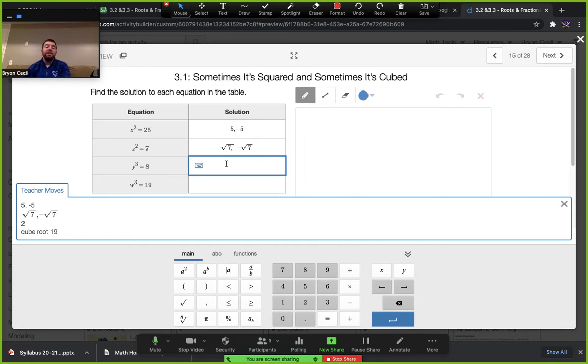Y cubed is 8. Okay, we know, so I look at my cheat sheet here, and the cubed root of 8 is 2. Now, it can't be negative 2 because, again, I'm cubing now. So unlike the squareds, if I had a negative 2, that would kick that back to a negative 8. So that's why there's only one answer for that. And then I have the cubed root of 19. And so you're going to do the one with the little n, make it a cubed root, and then 19. Okay?